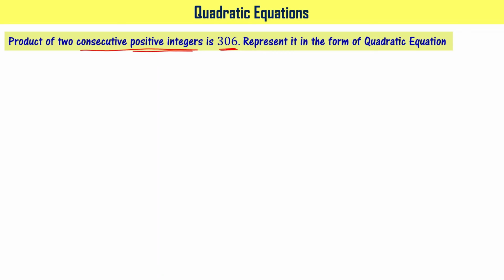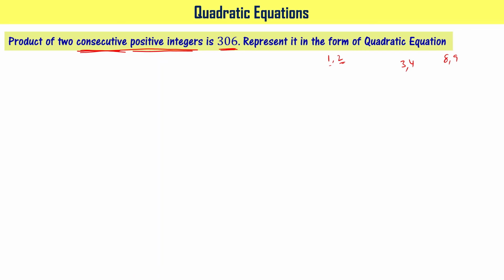Before doing that, do you know what it means by consecutive positive integers? For example, 1 and 2 are consecutive positive integers because 2 comes after 1. 3 and 4 are consecutive positive integers because 4 comes after 3.